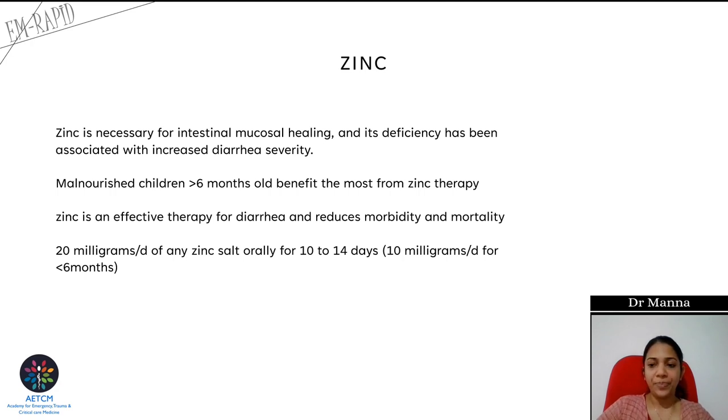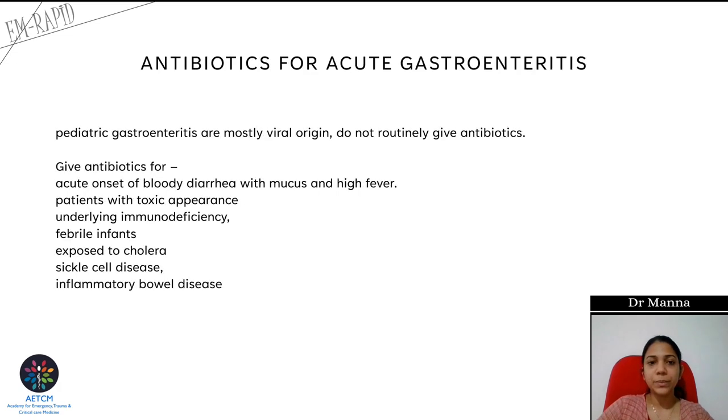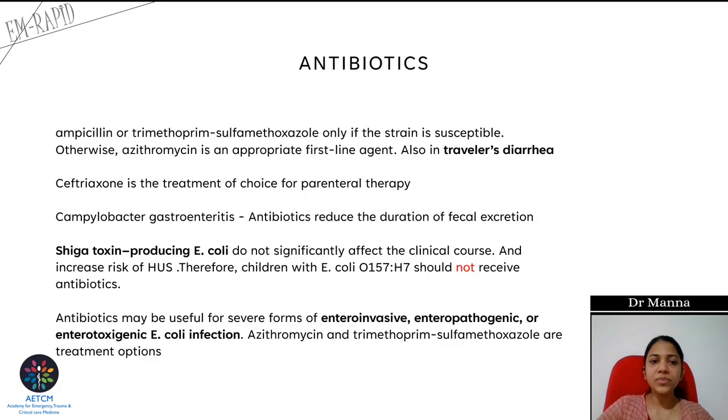So for acute diarrheal disease, the main treatment is rehydrating the child, then zinc, and we can give antiemetics only if the child is having recurrent vomiting. Antibiotics are not actually indicated in this condition. Antibiotics are usually indicated if the child is having bloody diarrhea, fever, if the child is very toxic, has some immune deficiency, has been exposed to cholera, or has sickle cell disease or inflammatory bowel disease.